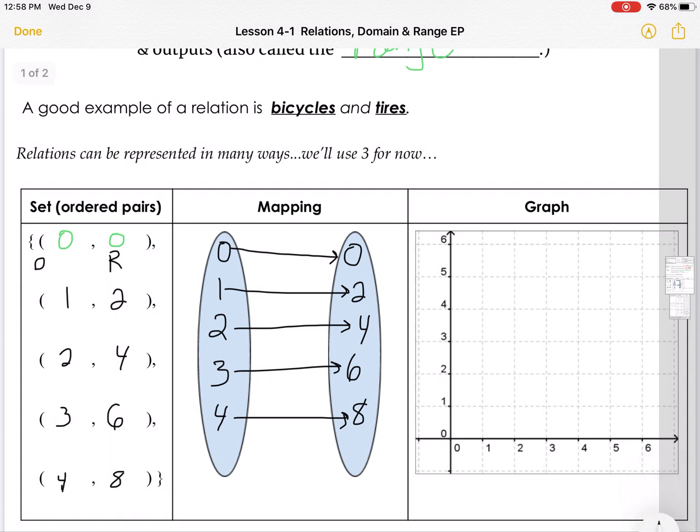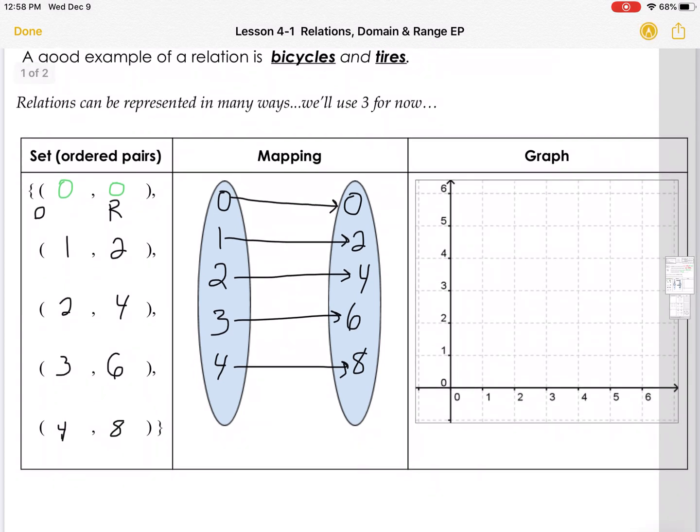So if I want to represent them using ordered pairs, this is what an ordered pair is: just 2 things that are separated by a comma, and they are in parentheses. When I say things, I should have said numbers, right? (x, y). And then if I want to represent a mapping, my domain, or my x, is always going to go on the left, and my range is always going to go on the right. And I just map. Okay, 0 goes to 0, 1 goes to 2, 2 goes to 4, 3 goes to 6, 4 goes to 8.